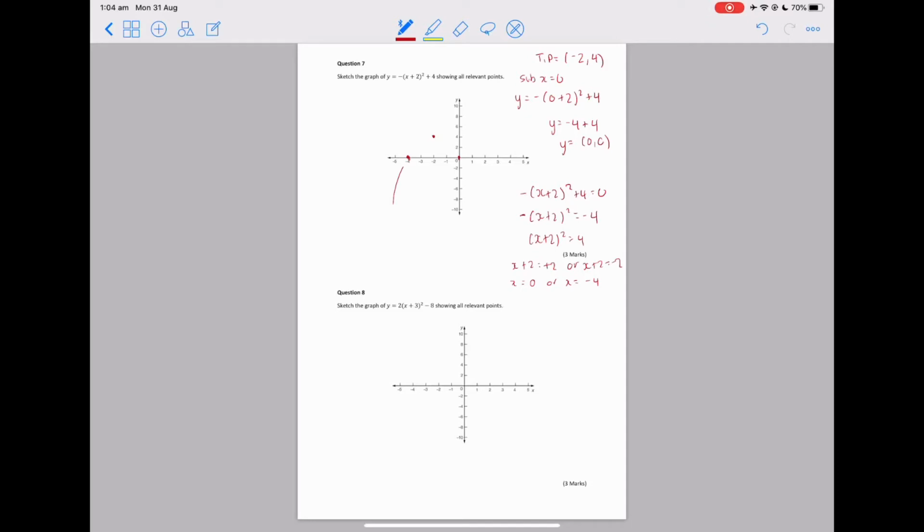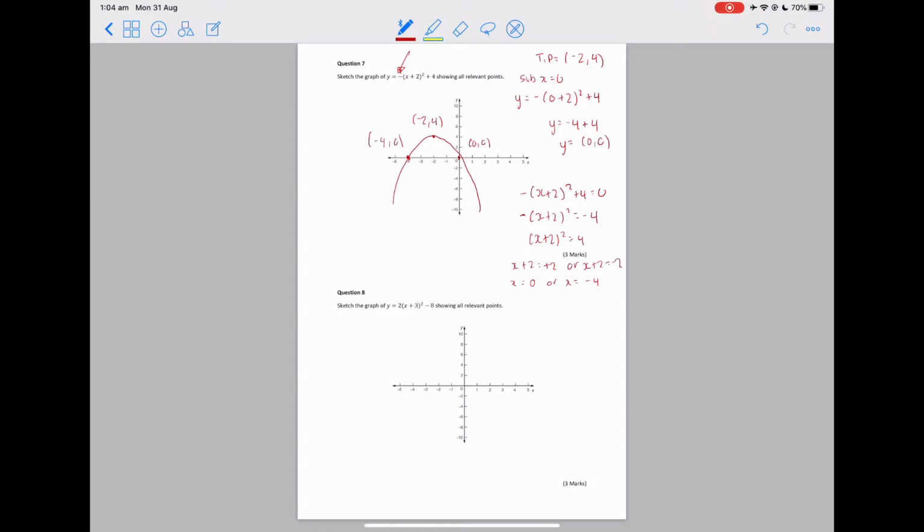So you're going to have an unhappy face parabola. And the reason why you're having an unhappy face parabola is because, as you can see here, your a value is a negative value, which indicates a reflection. That's why you will have a maximum turning point. After this, make sure you are labeling your intercepts. So 0, 0, that's -2, 4, and this one over here is going to be -4, 0.